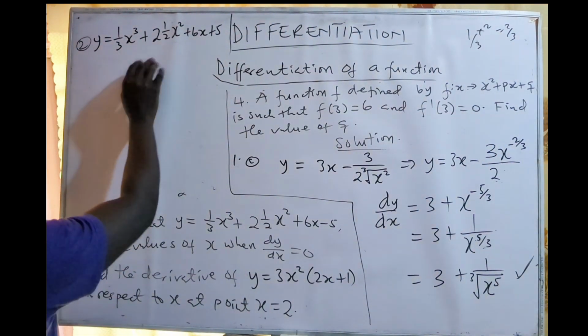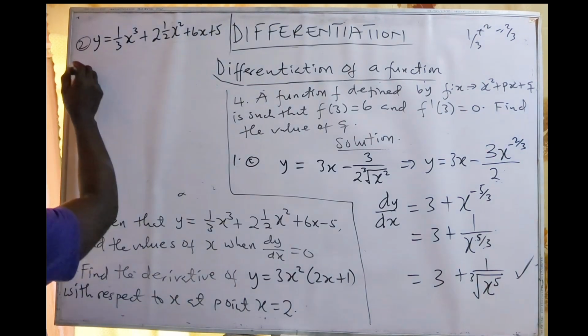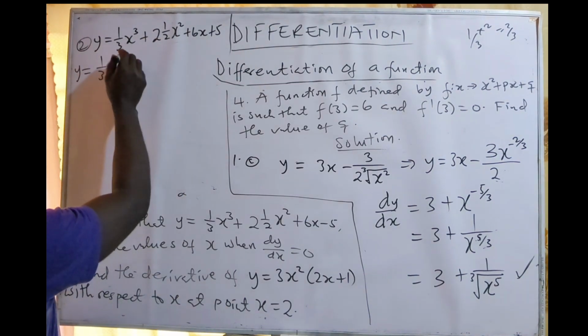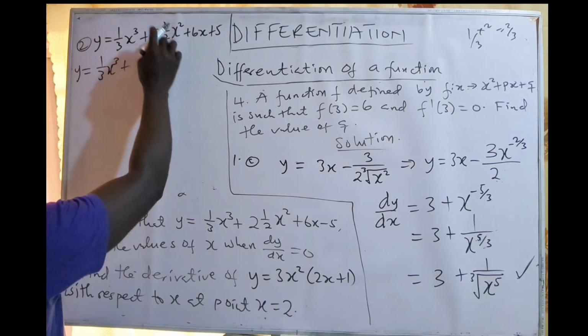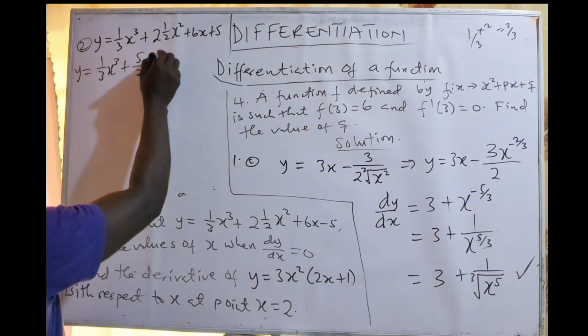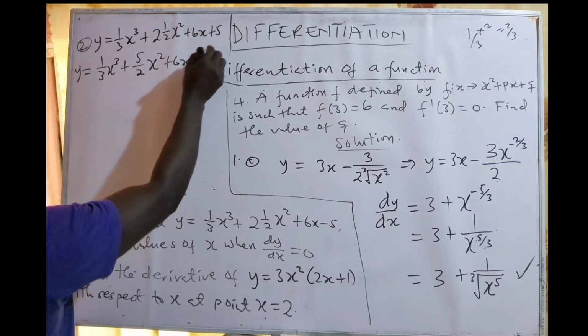And before that, there is a small work to be done. So we have to write y is equal to 1 over 3 x cube plus 2 whole number 1 over 2, 2 times 2 is 4 plus 1, so that will be 5 over 2 x squared plus 6x plus 5.